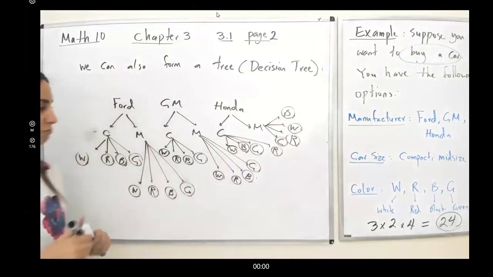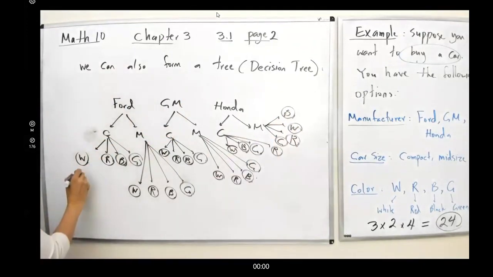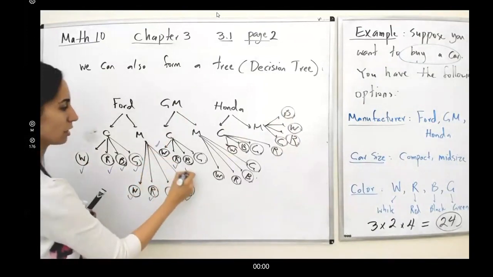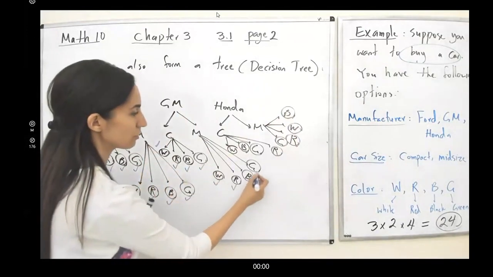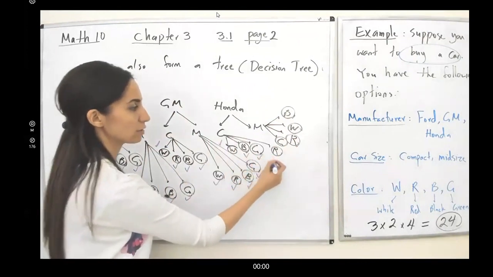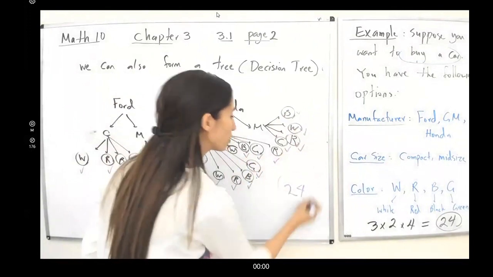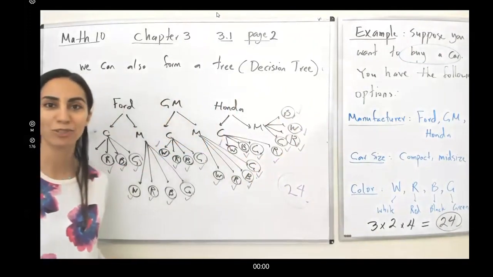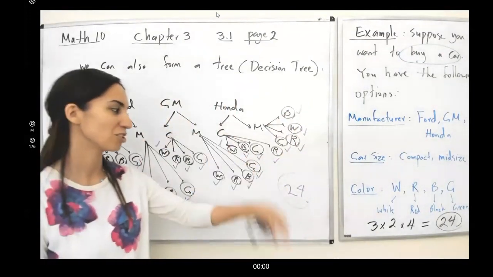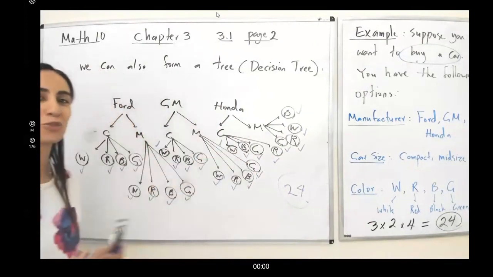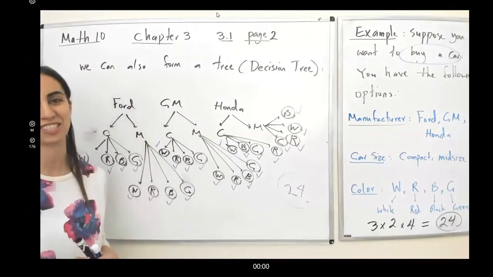So how many? Let's count them. 1, 2, 3, 4, 5, 6, 7, 8, 9, 10, 11, 12, 13, 14, 15, 16, 17, 18, 19, 20, 21, 22, 23, and 24. So either using the algebra and the fundamental counting principle, or just using a decision tree to visualize our decisions here.